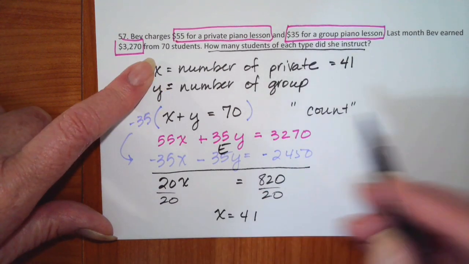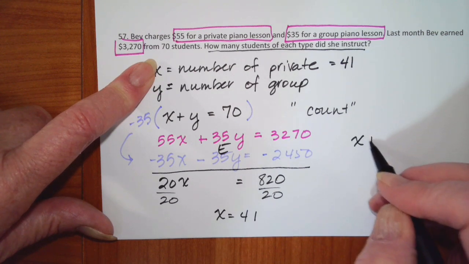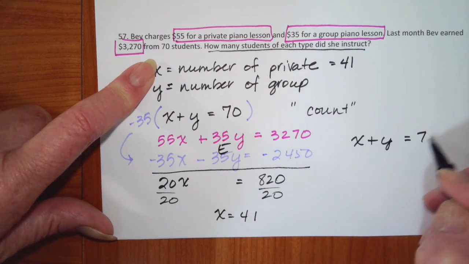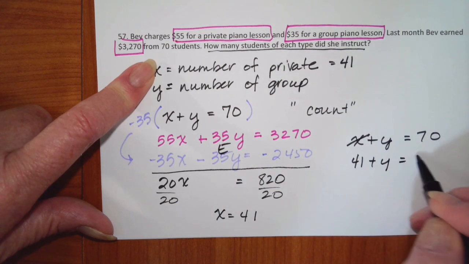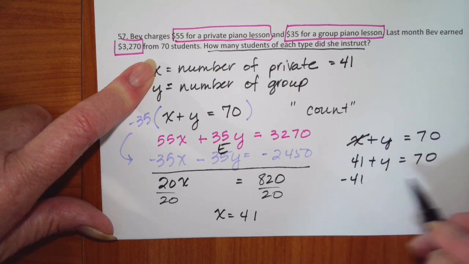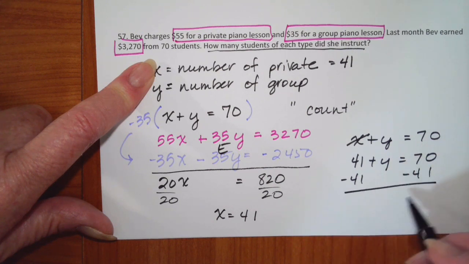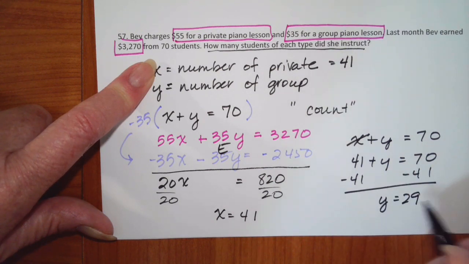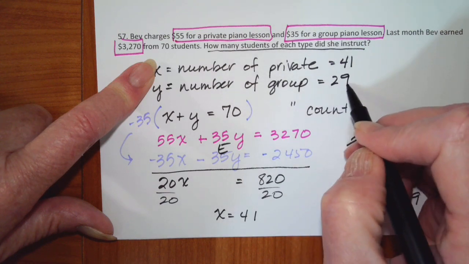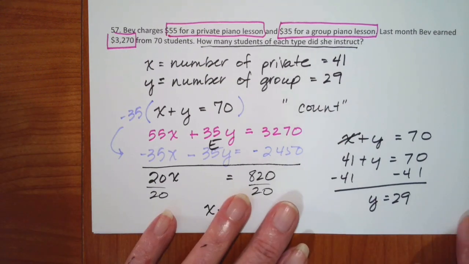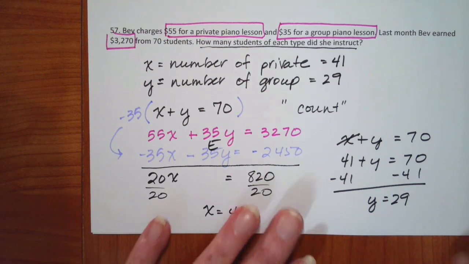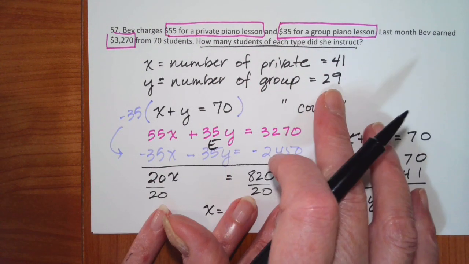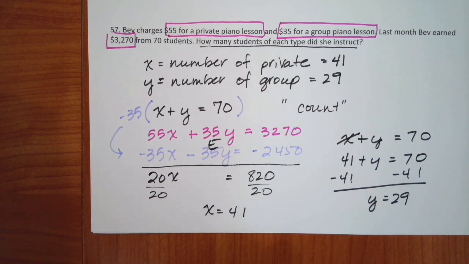Well, I can use this equation now. I know that the total of x plus y is 70. Replace this with 41. And when I subtract from both sides, I get y is equal to 29. So there are 41 private students and 29 group students.